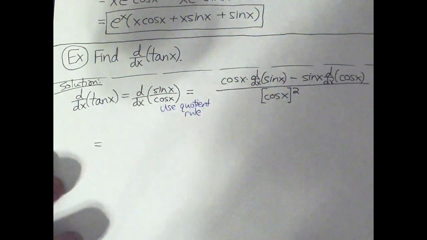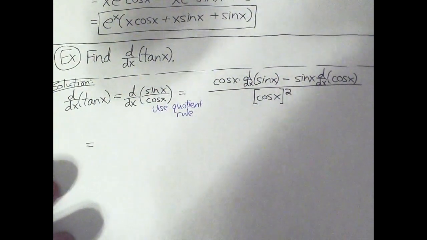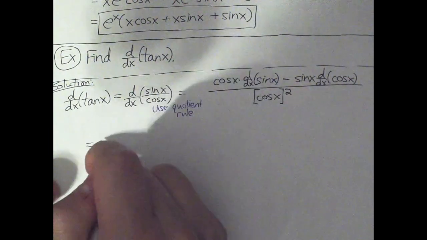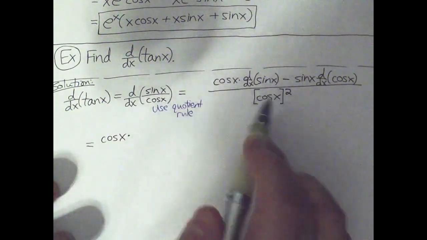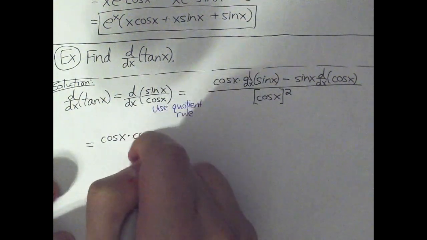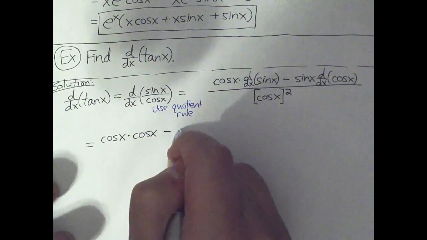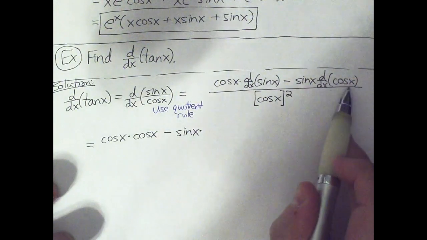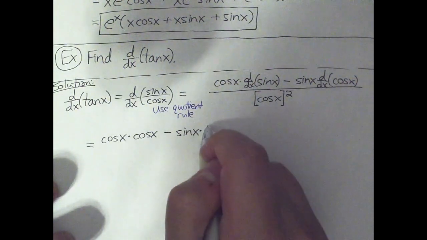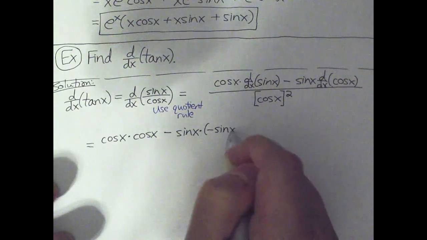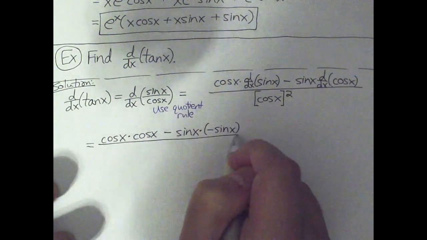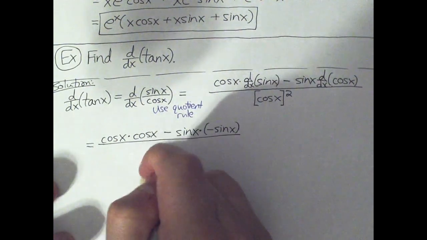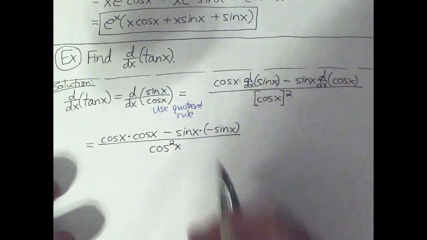We'll continue with this and we'll see if we can finish differentiating and simplify. So cosine x times, all right, let's do that derivative there. Cosine x times the d/dx of sine x is cosine x, minus sine x times d/dx of cosine x. We just said that this is supposed to be negative sine x. All of that is over, you know, when we have cosine x squared, don't we usually write it like this? Cosine squared x. So let's just write it that way.